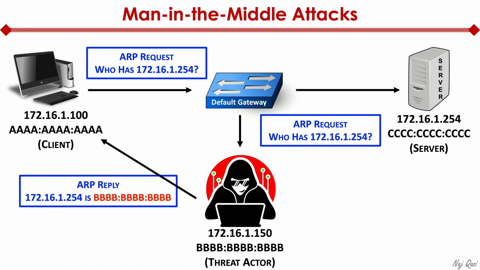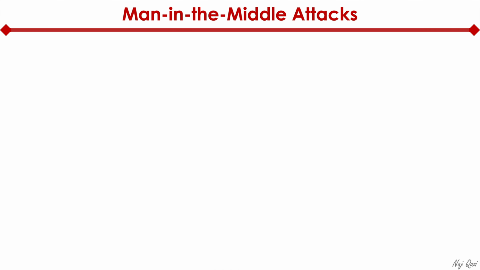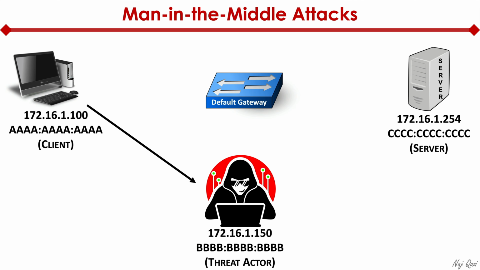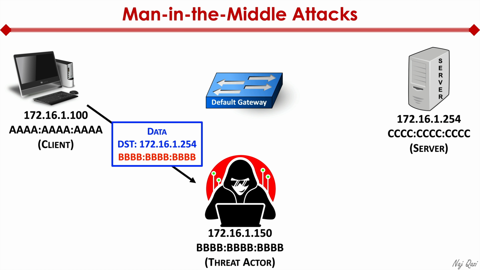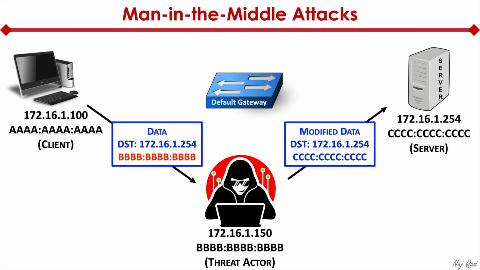What the bad guy is going to do is send an ARP reply saying, hey, by the way, if you want to talk to the server, send that traffic to me. And it provides its own MAC address. Well, what ends up happening then is, here's how the traffic flow looks. The client sends data to the hacker, and then the hacker modifies the data and forwards it over to the server.